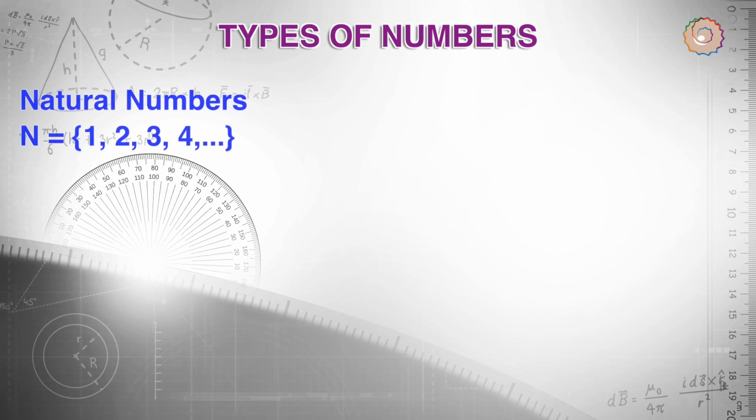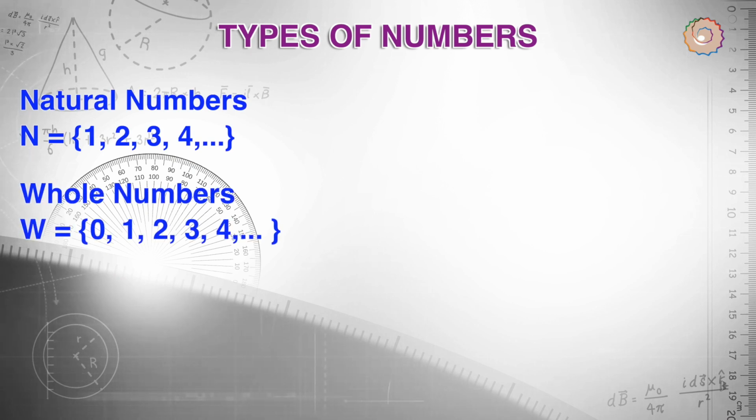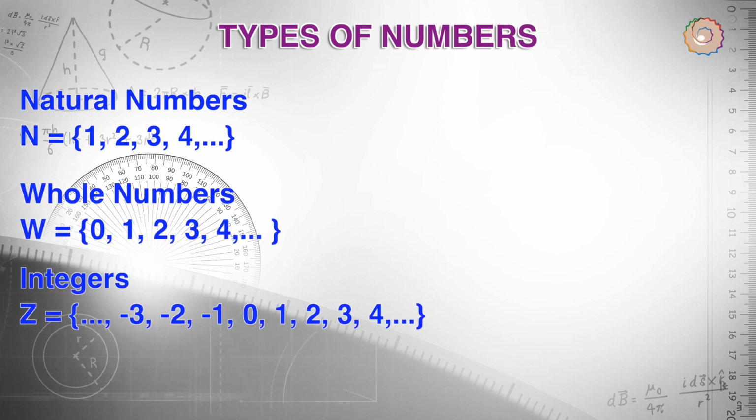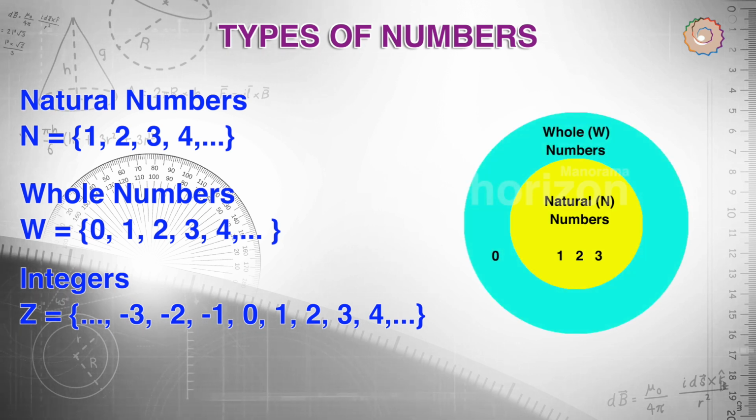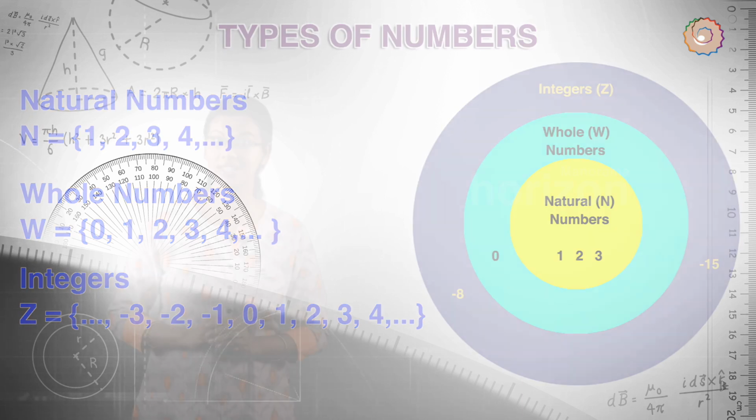Now that we know these three types of numbers, let's represent them in a Venn diagram. That is, in a collection of natural numbers, if we include 0, then we get whole numbers. And with them, if we include the negatives of the natural numbers, we get integers.